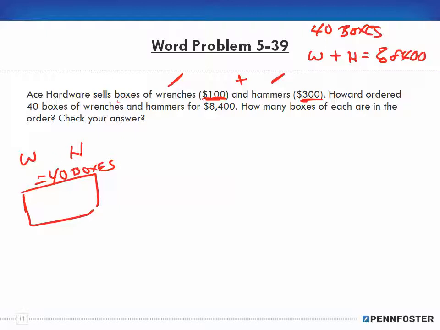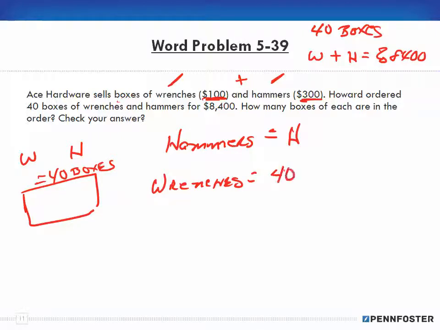So what I can do is say to myself, okay, let's talk in terms of hammers here. I have hammers, and I'm going to set that to the variable h. So then that stands to reason that my wrenches would be the total of 40 boxes minus the number of hammers, because both the hammers and the wrenches equal 40, right?